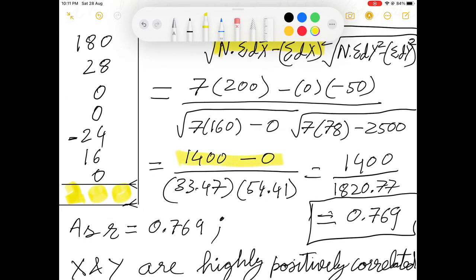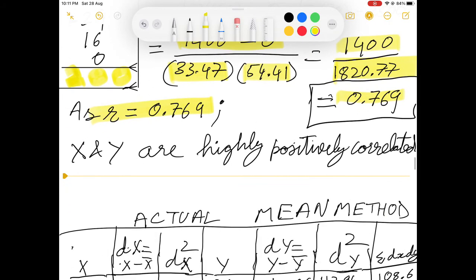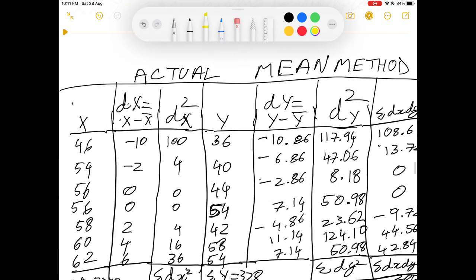So 7 into 200 is 1400 minus 0. The square root of 7 into 160 is 33.47, and the square root of 7 into 78 minus 2500 is 54.41. So this gives me 1400 divided by 1820.77, that is equal to 0.769. So a coefficient of correlation of 0.769 tells me it is highly positively correlated. So we have to always interpret that.